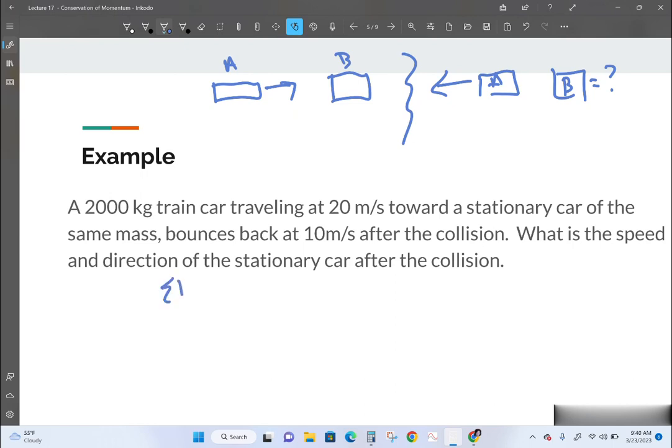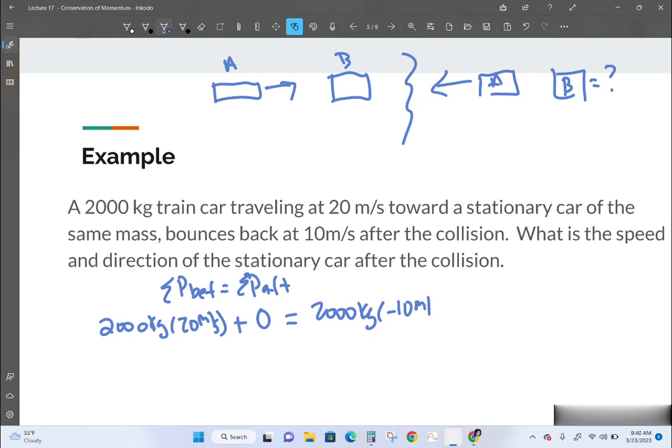So the sum of the momentums before is equal to the sum of momentums after. We had a 2,000-kilogram car traveling at 20 meters per second plus a stationary car, 0, is equal to the 2,000-kilogram car traveling at negative 10 meters per second. Negative, right? It's in the opposite direction. Plus the stationary car of the same mass, so it's 2,000 kilograms times its velocity.